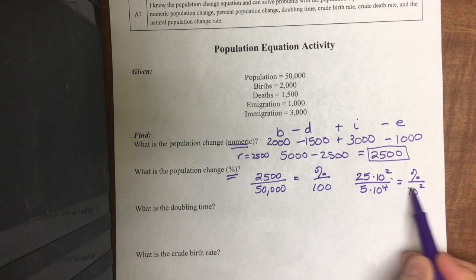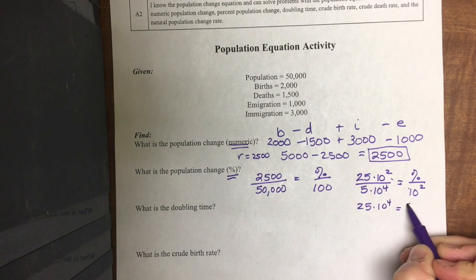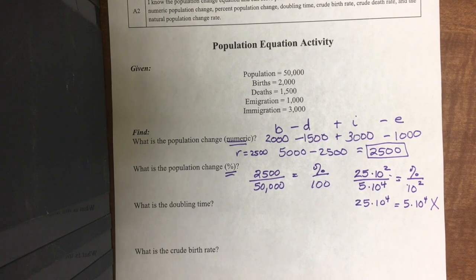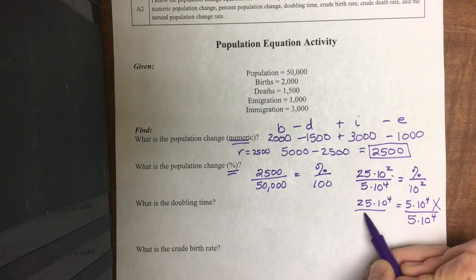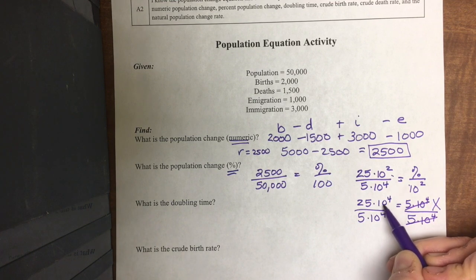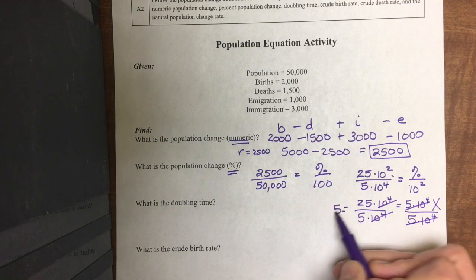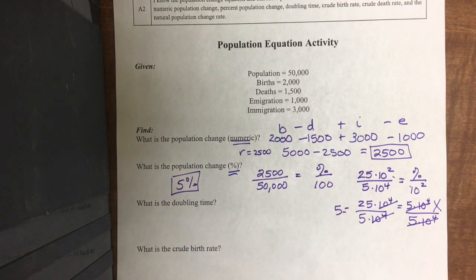If I cross multiply now, I get 25 times 10 to the fourth equals 5 times 10 to the fourth times percent. I'm going to change my percent sign just to an X because we're more familiar with that. To solve for X, I divide both sides by 5 times 10 to the fourth. 10 to the fourth divided by 10 to the fourth cancels out. 25 divided by 5 is 5. So my population growth rate, or population change in percent, is 5%. That's pretty big. That's a pretty rapid change.